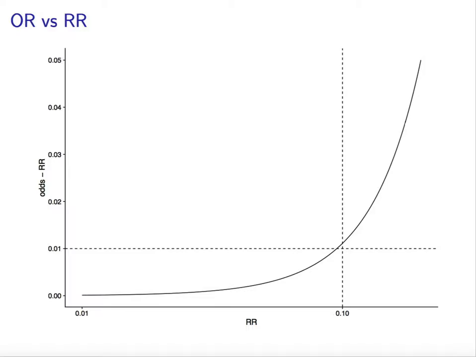So as it turns out, the difference in relative risk and odds is less than 0.01 up until the relative risk gets to be about 10%. So a good rule of thumb is that as long as the probability of disease remains below 10%, the odds ratio is going to be a very good surrogate for the relative risk ratio. As you can see, after 10%, it rises fairly rapidly.